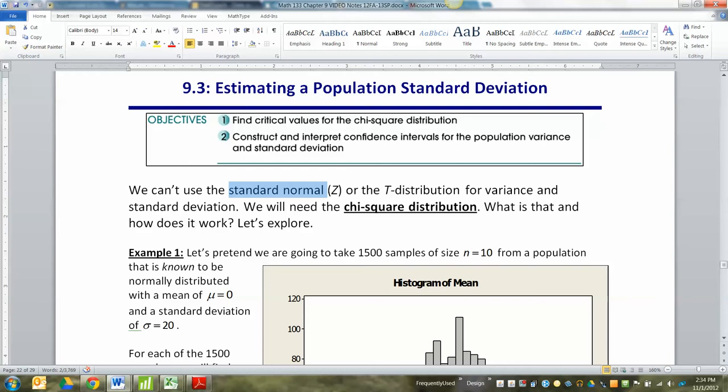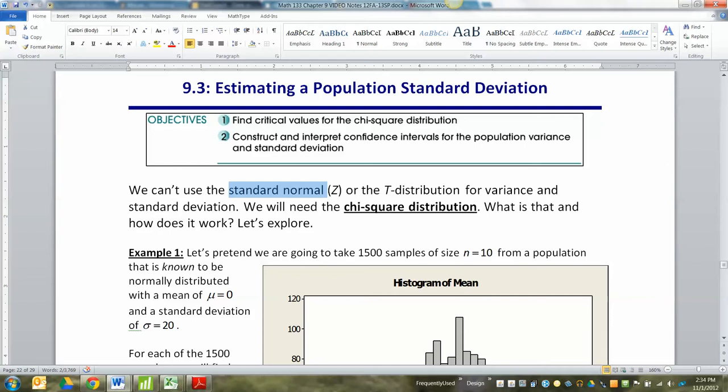We were stuck with S, which is weaker, so we needed the guy that worked at the brewery, Gossett, to come up with the T distribution, and that's what we used. For variance and standard deviation, we're going to need something else, namely the chi-square distribution. Okay, now this is a new distribution, and it doesn't really work like normal or T.